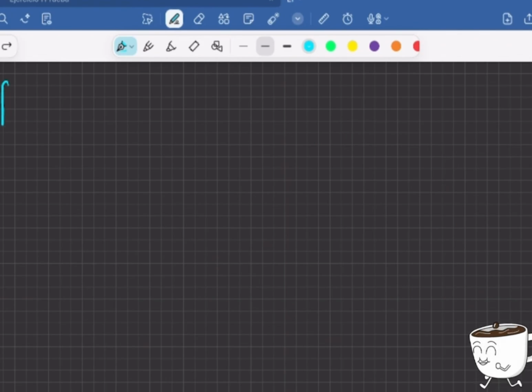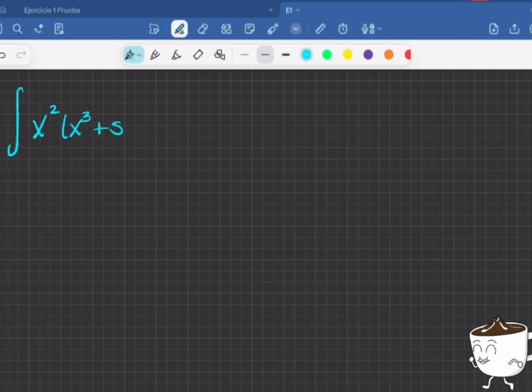We continue with yet another comprehensive exercise. We see that we have x squared multiplying (x to the cube plus 5), and those final two terms raised to the 7th, multiplied by dx. Everything within the integral. Perfect.